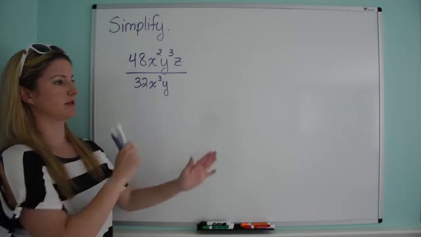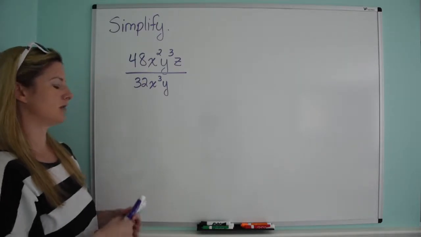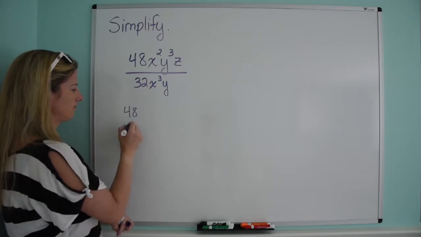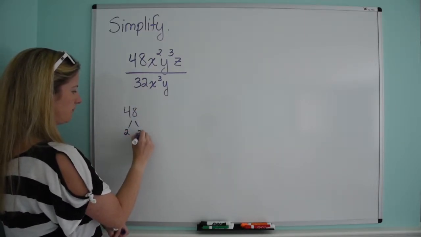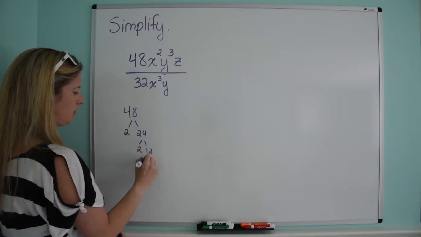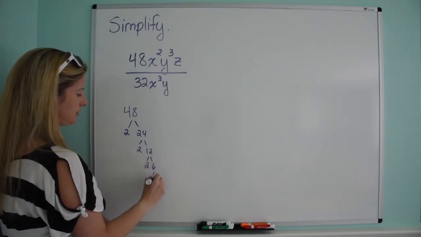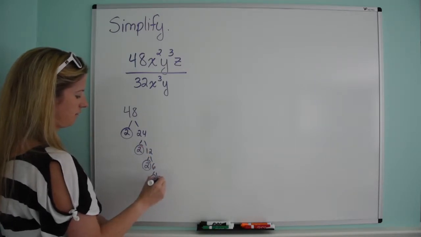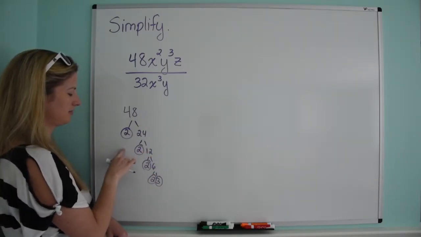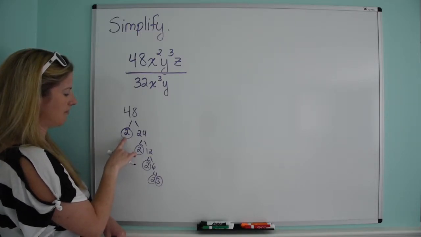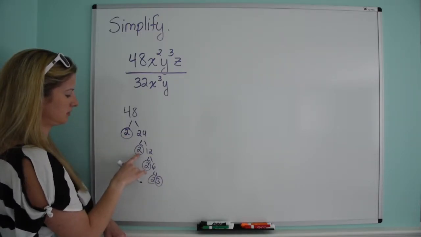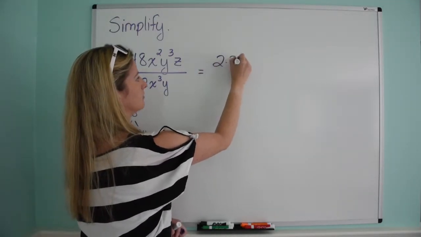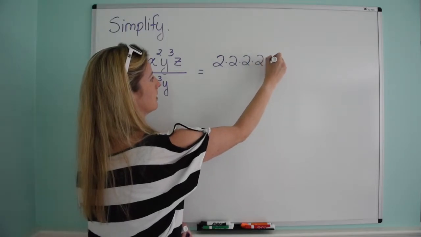You see things, you're able to divide things out, you're able to do a lot of cool things when you're able to write a number as a product of its prime factors. So what's the prime factorization of 48? Well, that's going to be 2, 24, 2, 12, 2, 6, 2, 3. You knew these factor trees would come in handy, huh, when you were doing them back in elementary school. So the prime factorization of 48 is 2 times 2 times 2 times 2 times 3. So I'm just going to write that as 2 times 2 times 2 times 2 times 3.